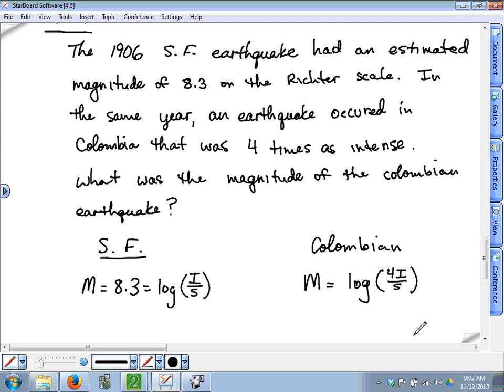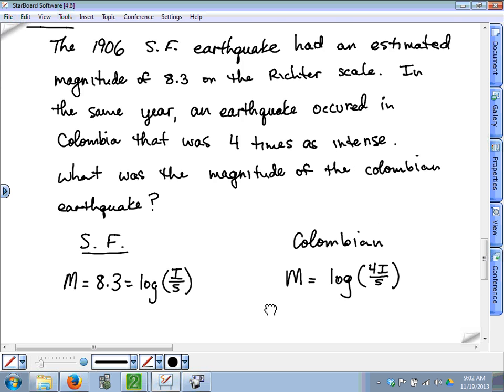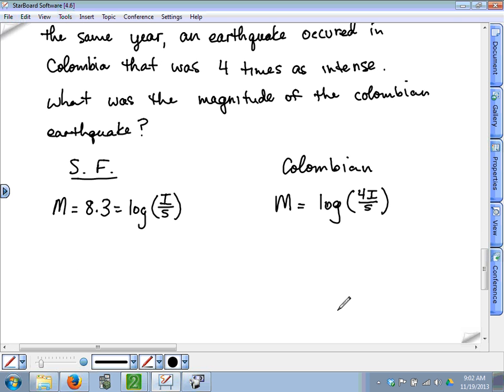Now, why are we multiplying the I by 4? Because it was 4 times as intense, right? We can solve this without knowing the actual intensity, nor do we ever have to know really the standard intensity of an earthquake. That doesn't really ever matter. What does matter is your knowledge of manipulating expressions.